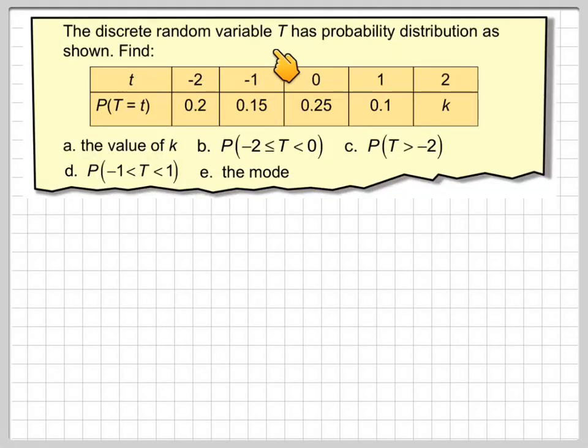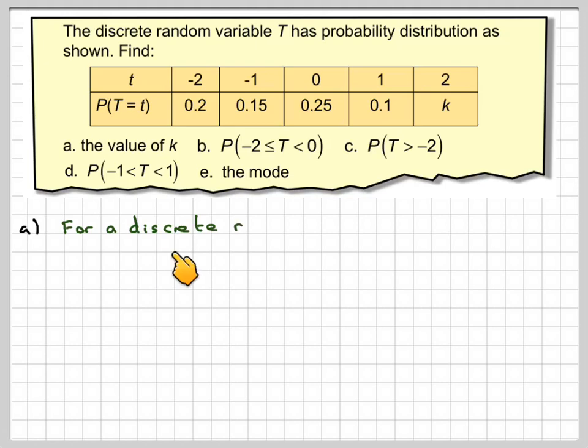The discrete random variable t has a probability distribution as shown. Find the value of a, k; b, the probability that t is between -2 and 0; c, the probability that t is greater than -2; d, the probability that t is between -1 and 1; and e, the mode.